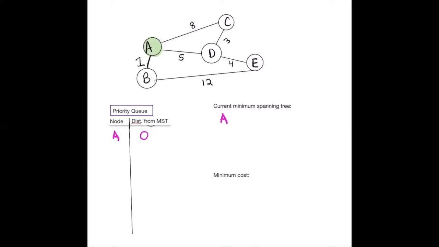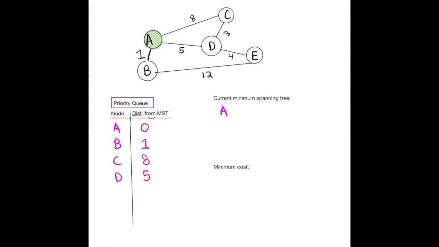Now we'll look at A's neighbors, which are B, C, and D. And since those haven't been added into the MST, I will add them into my priority queue. So B has a distance of 1 from the MST, C has a distance of 8, and D has a distance of 5. And now that A's neighbors have been added, I will cross it out from my priority queue.